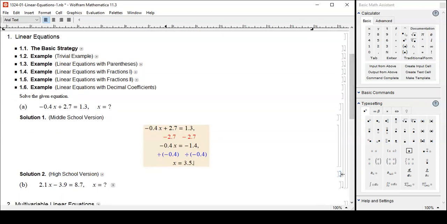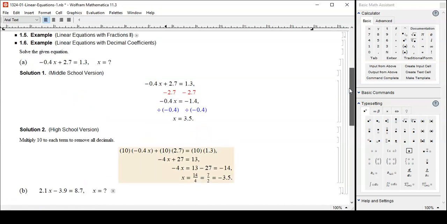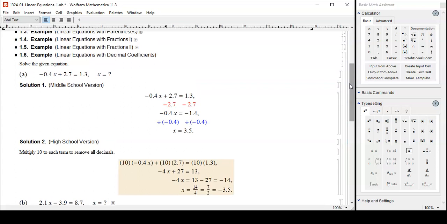Now here's a high school version. Remember that 0.4 is, as a matter of fact, 4/10. 2.7 is 27 over 10. 1.3 is 13 over 10. You see we have one decimal digit, so the denominator is 10. So multiplying 10 to each, we can remove all the decimals and we get an integer equation. Negative 4x plus 27 equals 13. And solving this, that's a piece of cake. We have been doing that before.